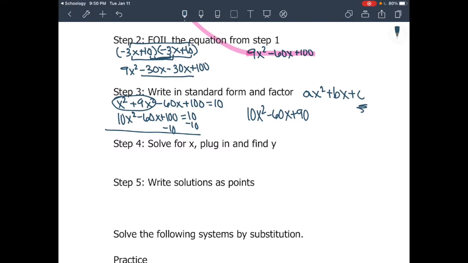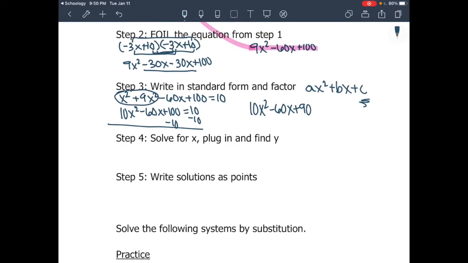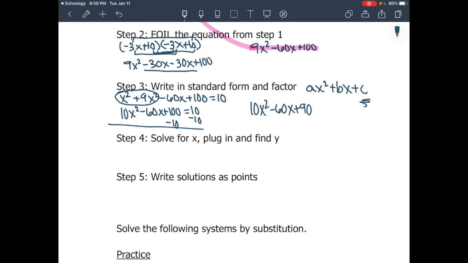So then the next part says solve for x, plug in and find y. So now that we have this quadratic, what we're going to do is divide everything by 10. So 10x squared minus 60x plus 90. Divide everything by 10, and then we'll factor. So then I've got x squared minus 6x plus 9.